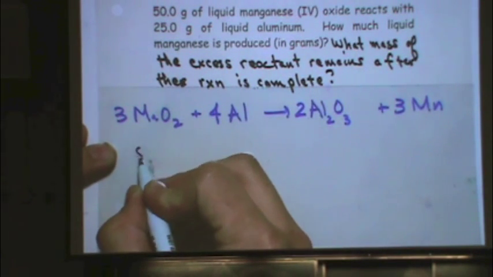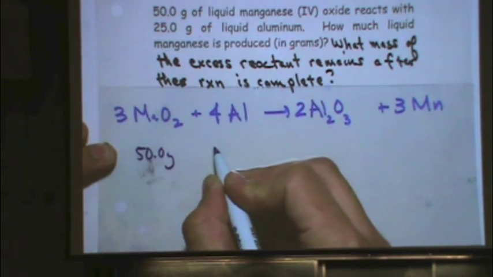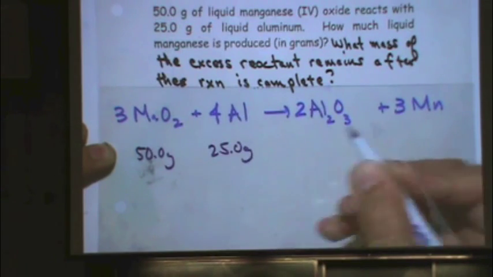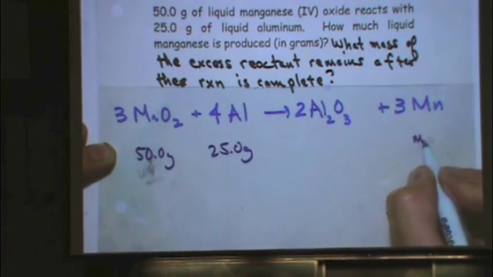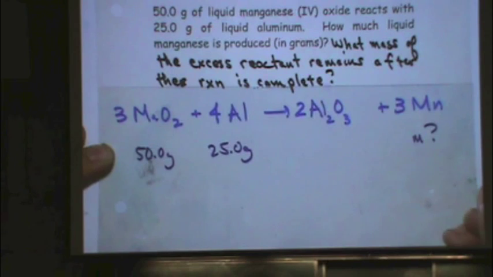50 grams of this. We have 25 grams of aluminum. And how much liquid manganese is produced? So we want the mass. Okay, this is a stereotypical limiting reactant problem.